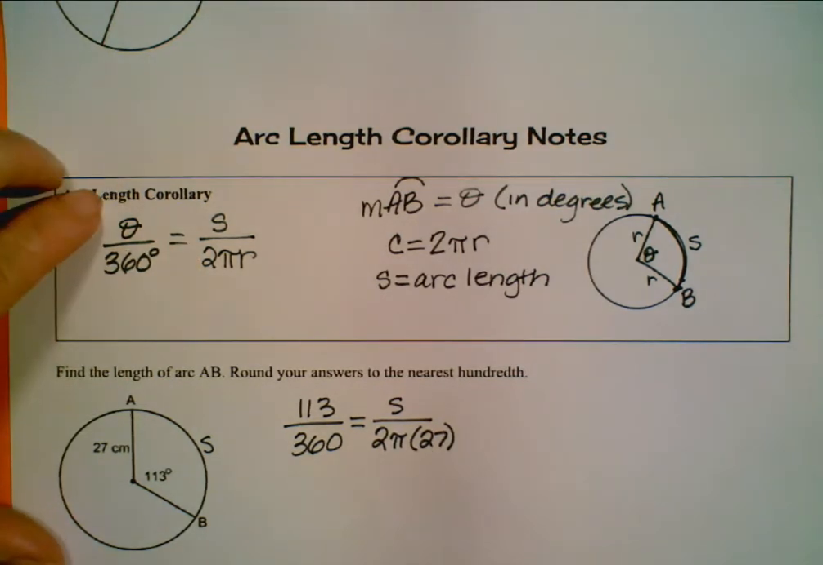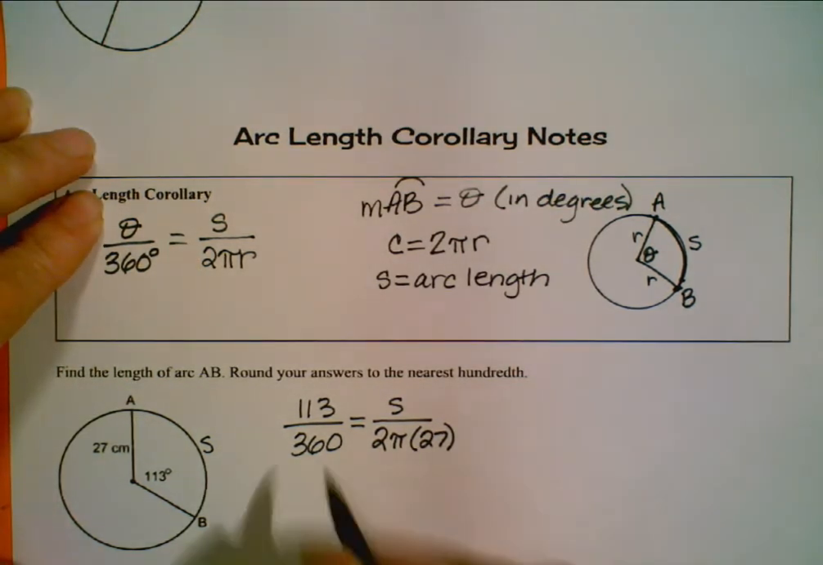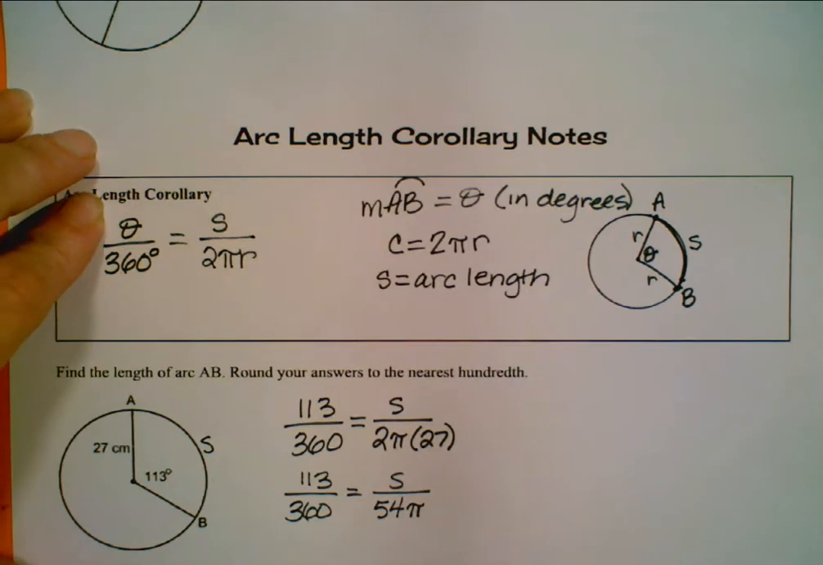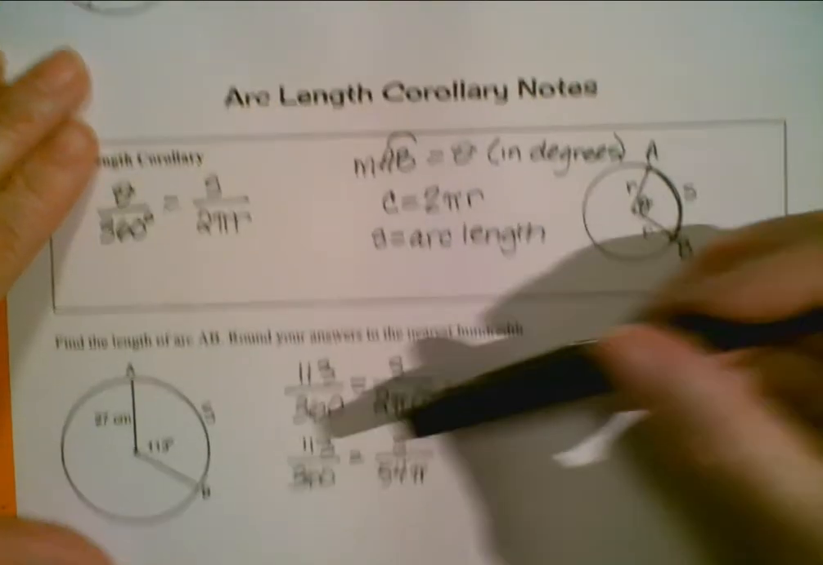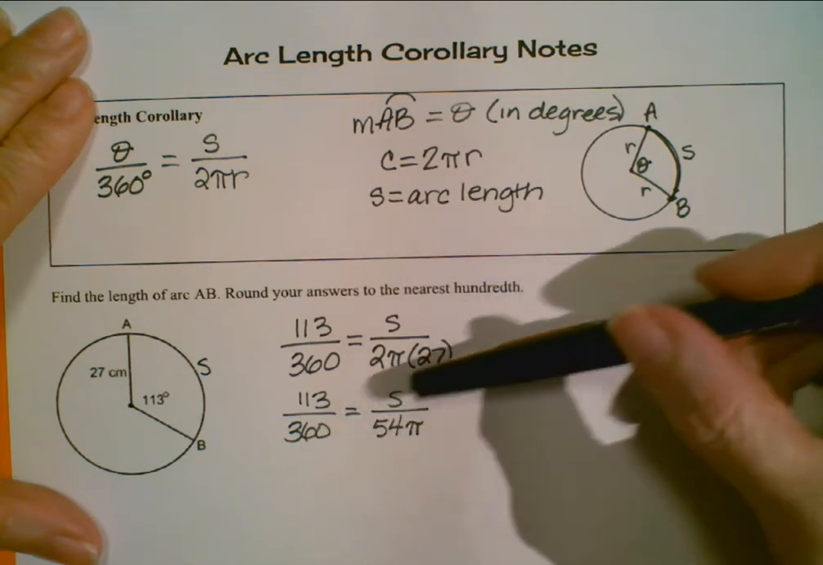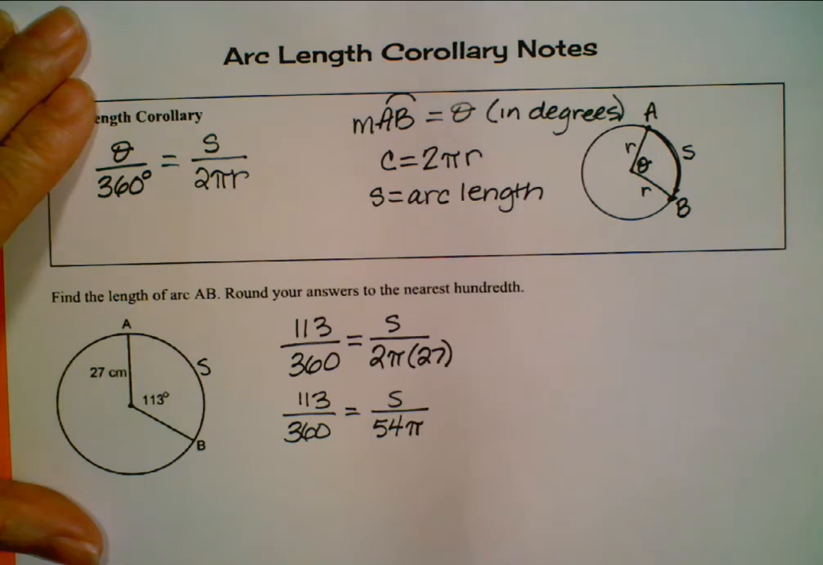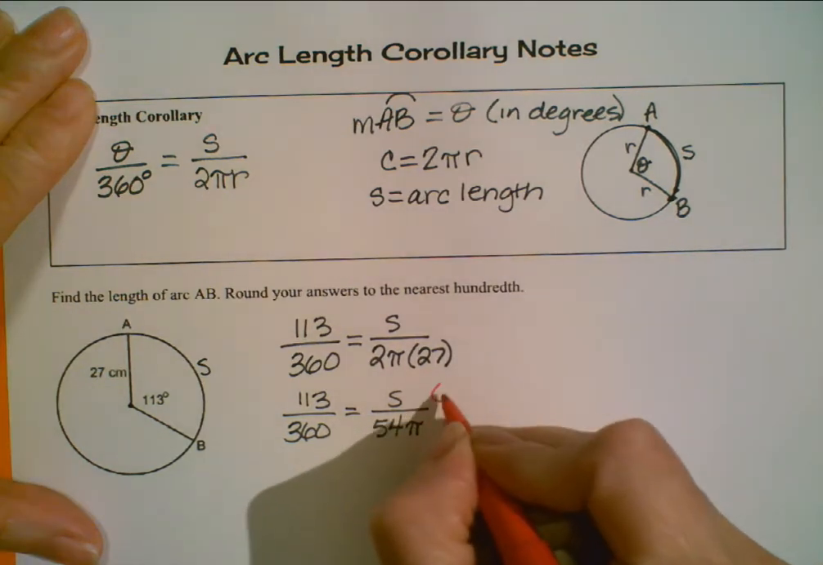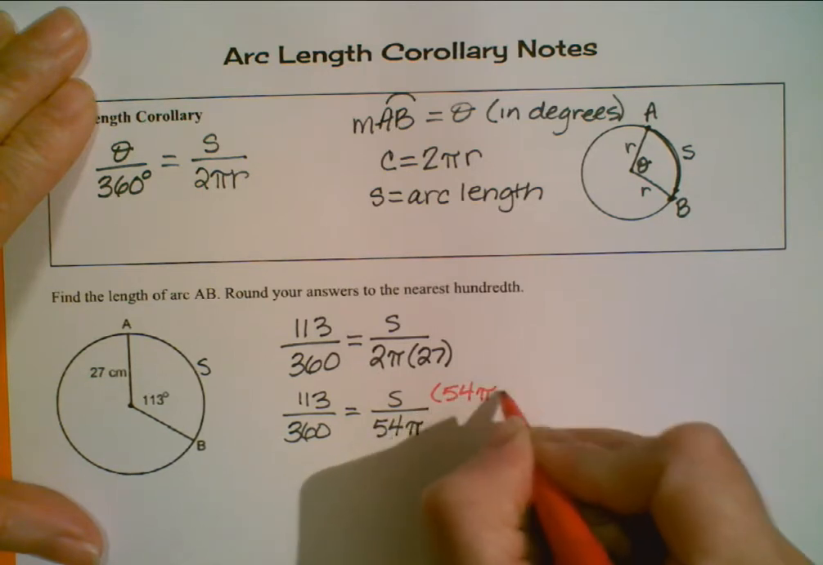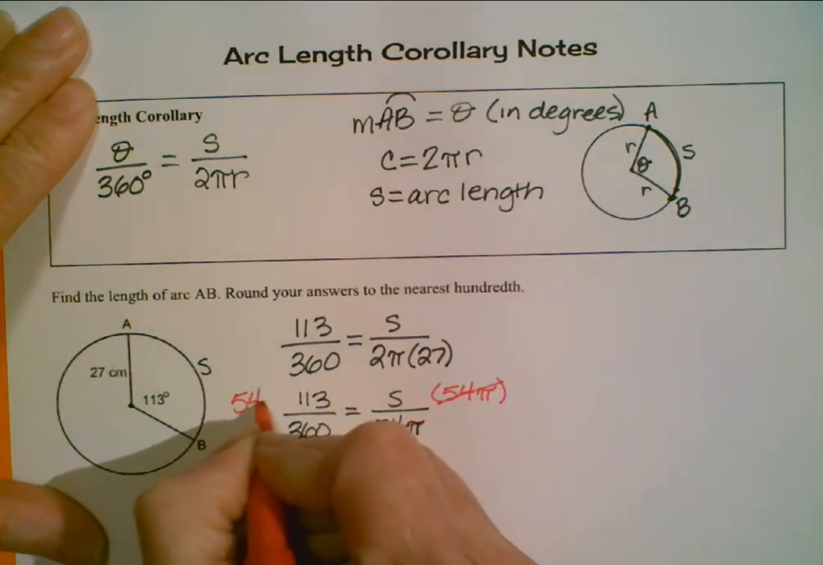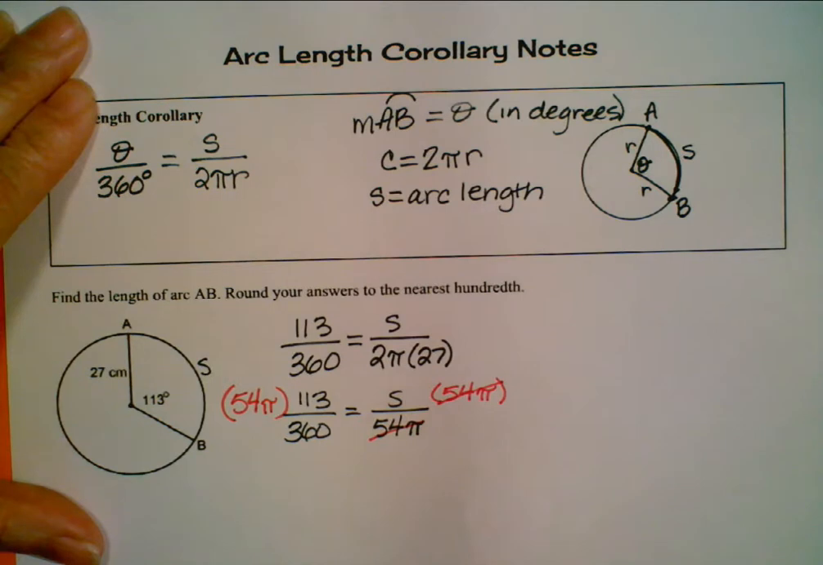All right, so let's see if we can get S by itself. Well, I'm going to simplify that 2 times pi times 27. 2 times 27 is 54, so that's going to become 54 pi. Now, if I think about this like a division problem, 113 divided by 360 equals S divided by 54 pi. Then to get S by itself is as simple as multiplying both sides by 54 pi. Since S over 54 pi is a division problem, do the opposite and multiply. What you do to one side, you must do to the other.